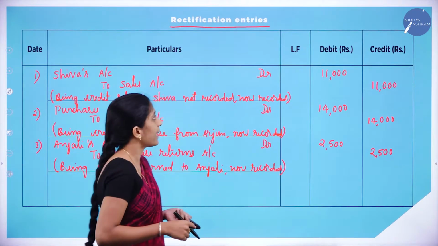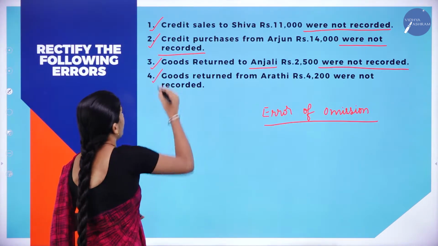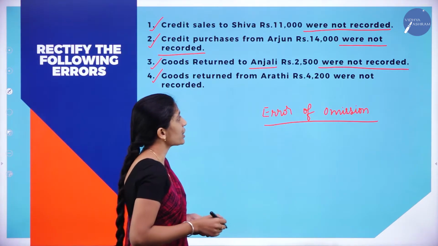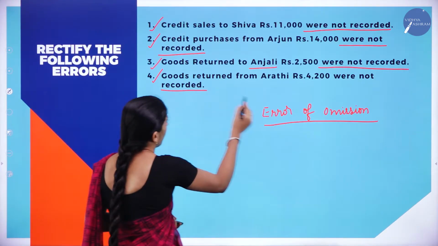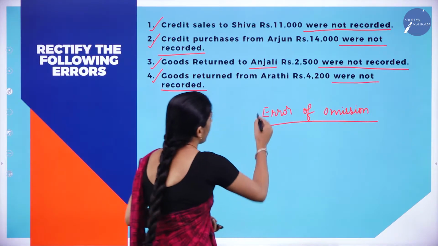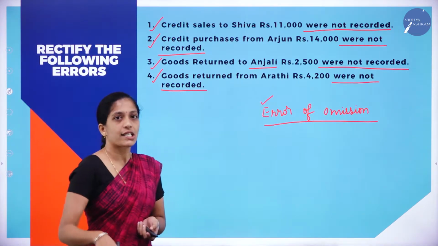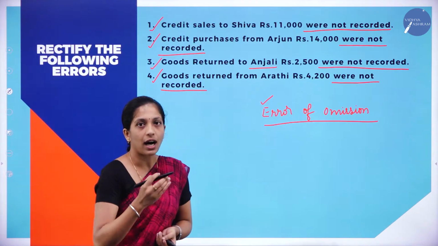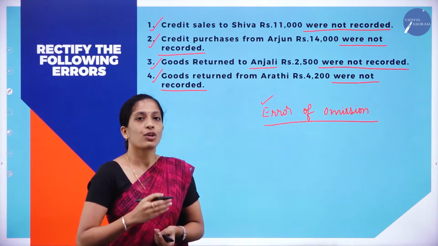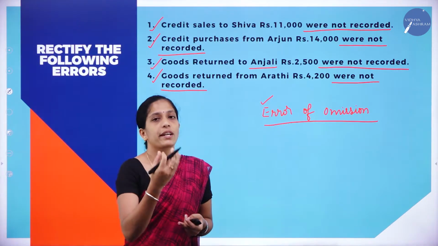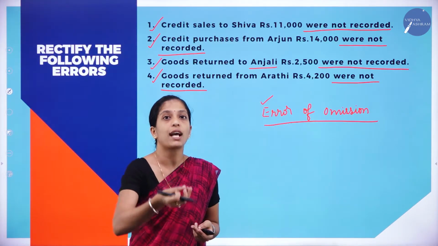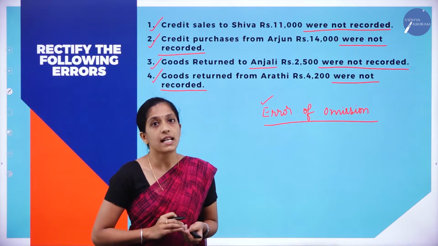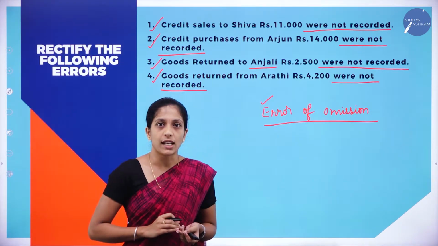Now, moving on to the next one, that is fourth one, goods returned from Arati, rupees 4,200 were not recorded. Here also, it is error of omission because they have not recorded this transaction. Goods returned from Arati. So, what does it mean? It means that we have already sold goods to Arati. Now, she has returned it back. Right? So, what is it? It is sales return.